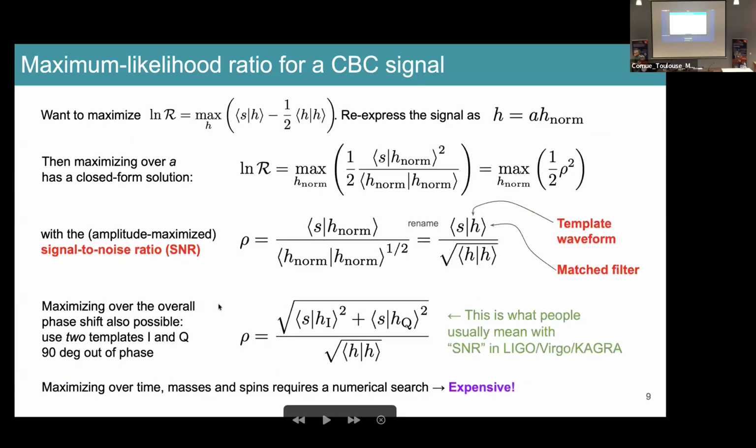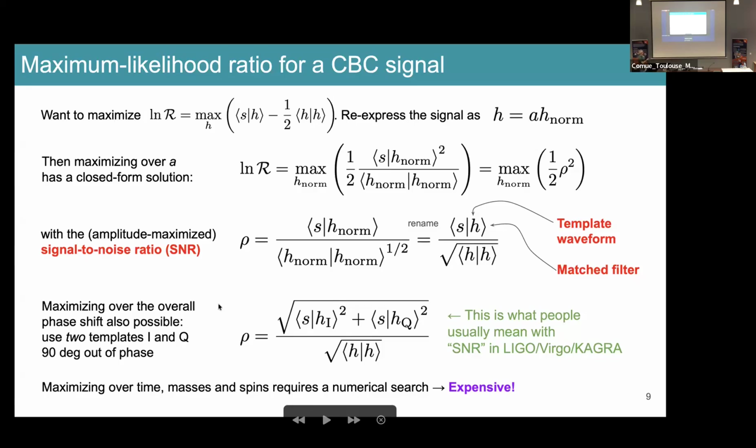Okay, very good. We have to continue a little bit more. We want to maximize these over the parameters of the signal h. We re-express the signal with a global amplitude A in front and then a normalized version of the signal. And we can actually maximize the likelihood ratio analytically over A. And we get this expression for the log likelihood ratio, which is the maximum over the normalized part of the waveform of this quantity 1/2 rho squared, where rho is called the signal to noise ratio.